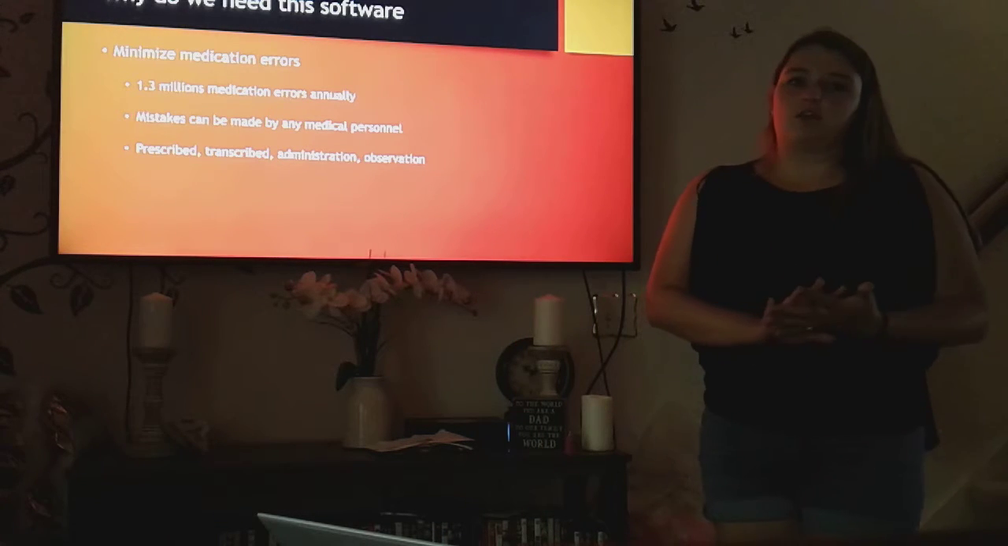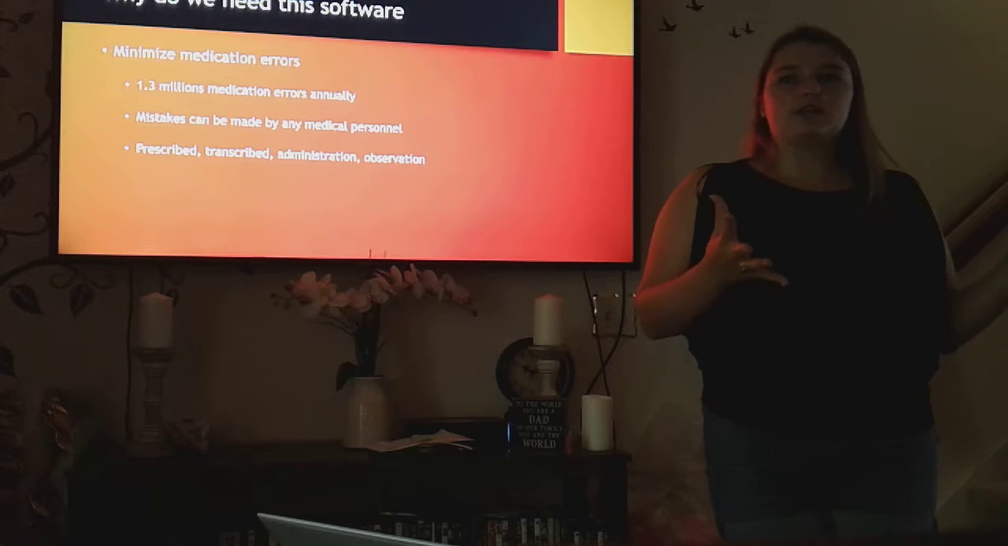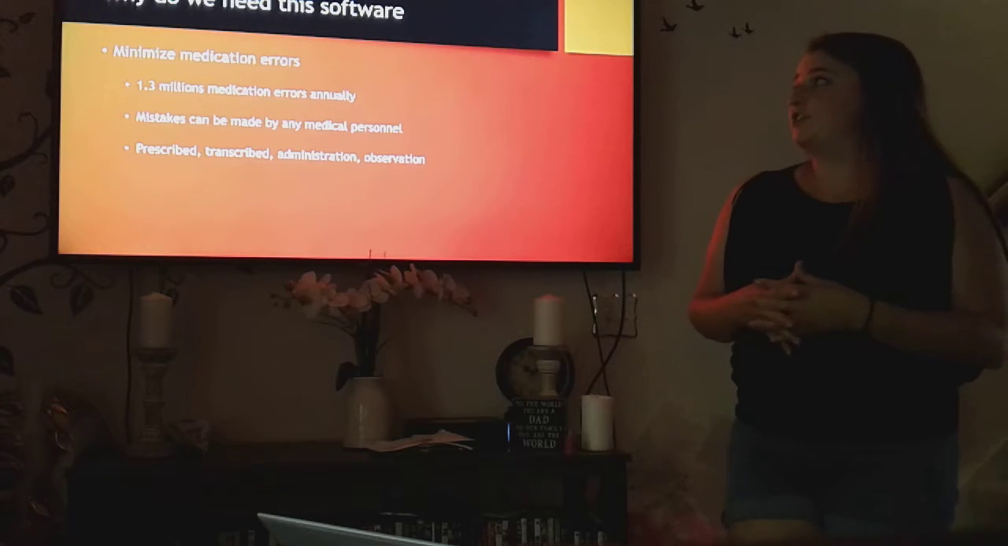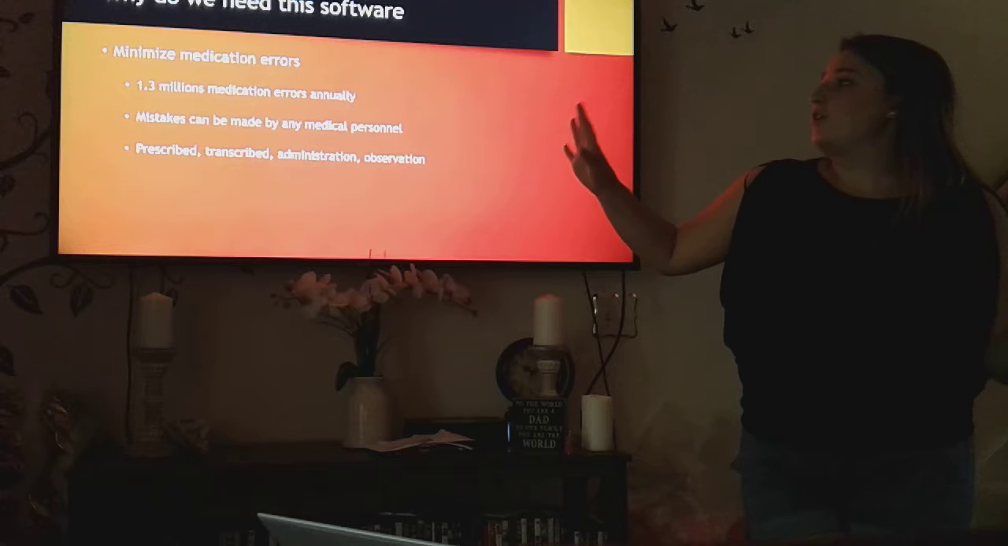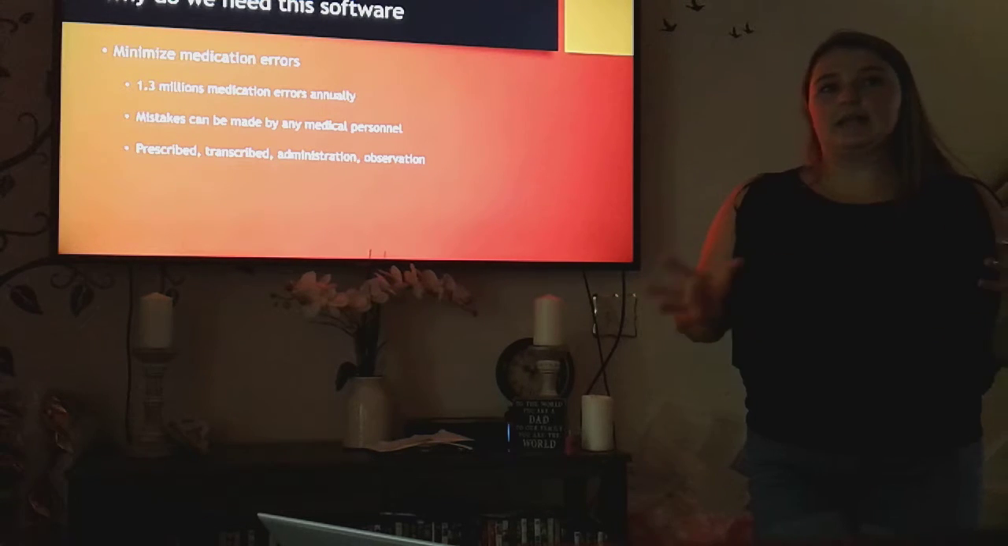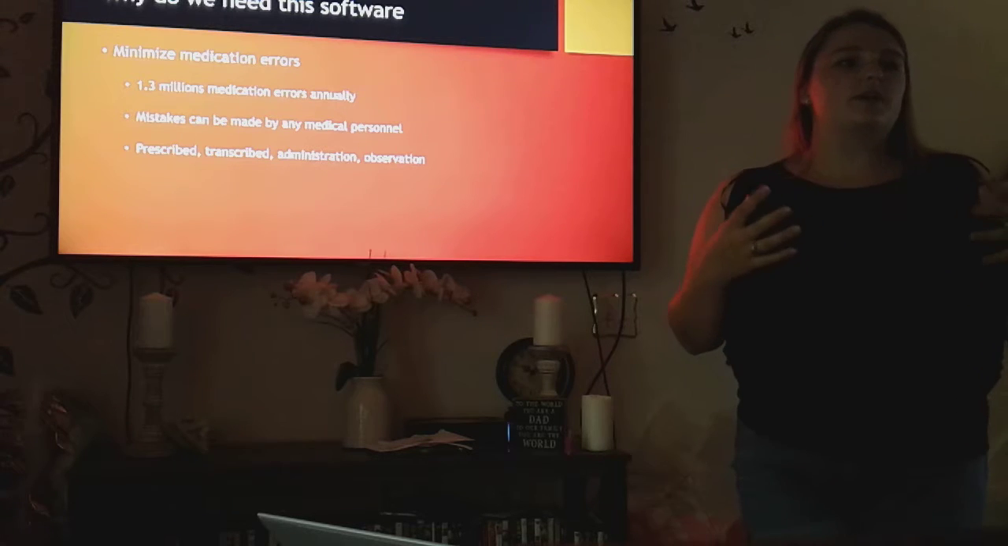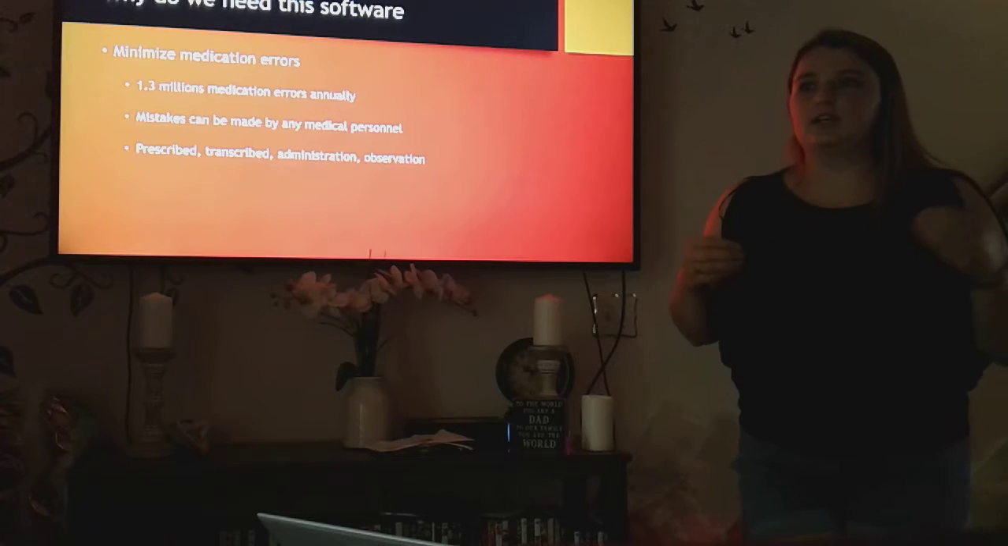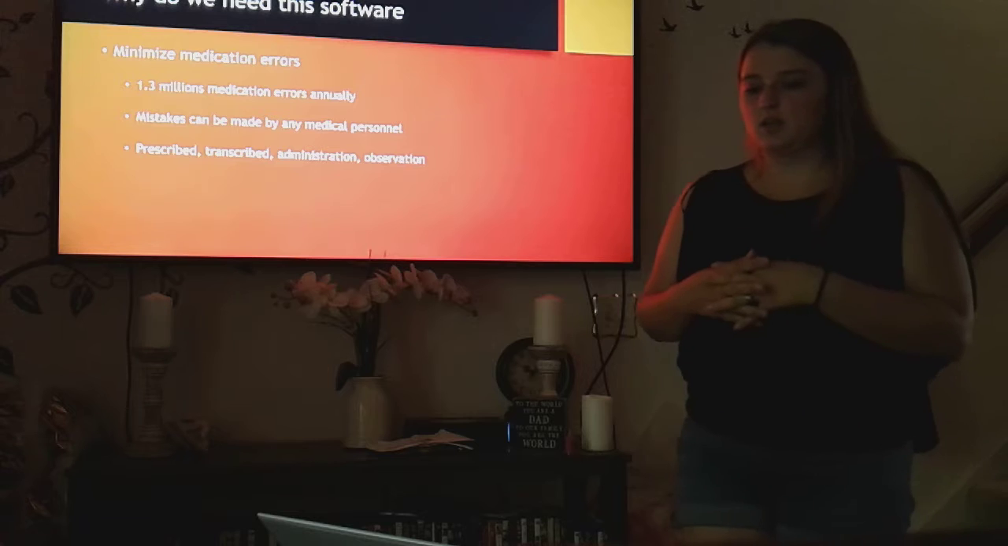So why do we need this software? Well, the main goal of the software is to help minimize medication errors at this facility. There are an average of 1.3 million medication errors that happen in the United States, so the goal of the software is to minimize it at this specific facility to help all the numbers go down.